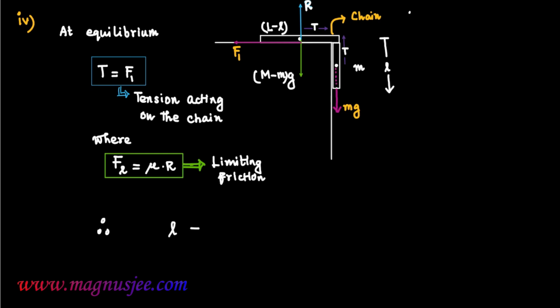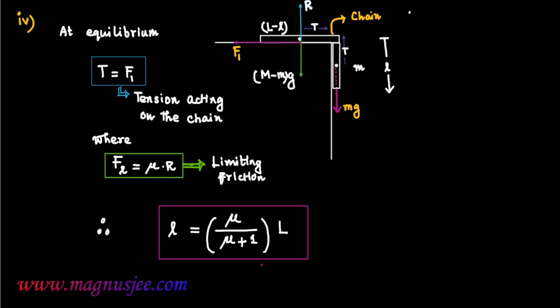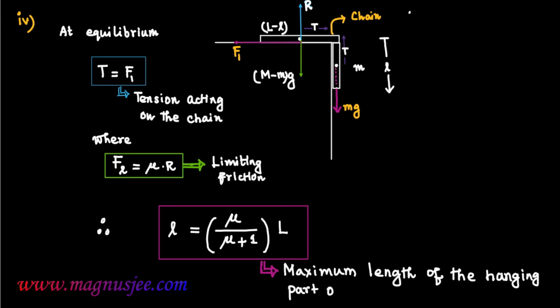And we can prove that the length of the hanging portion of the chain in terms of total length is small l equals mu divided by mu plus 1 into capital L. This is the maximum length of the hanging portion of the chain through the edge of a table. Small l equals mu divided by mu plus 1 into capital L, which is the maximum length of the hanging part of the chain.